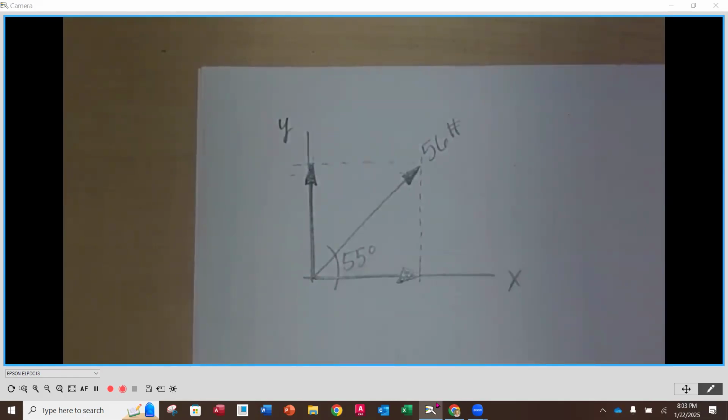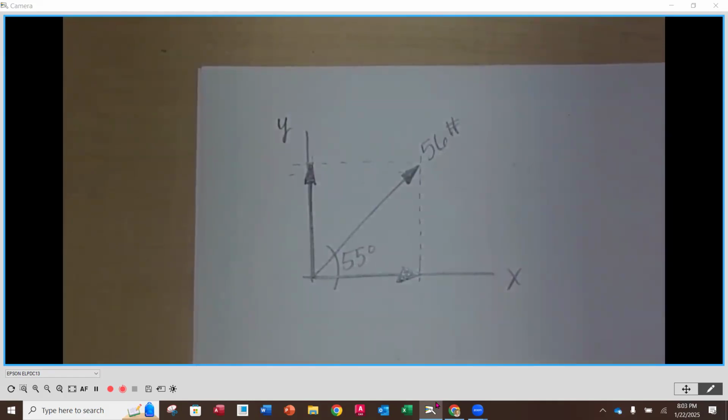Now, a couple things about this. Number one, every one of these lines has to have an arrowhead on it because it's a vector, okay? Vectors are going to represent both magnitude, 56 pounds, and direction going up and to the right. Do not draw these as lines. If they don't have arrowheads on them, you don't get credit, okay? These are vector quantities, so they have to have arrowheads on them.